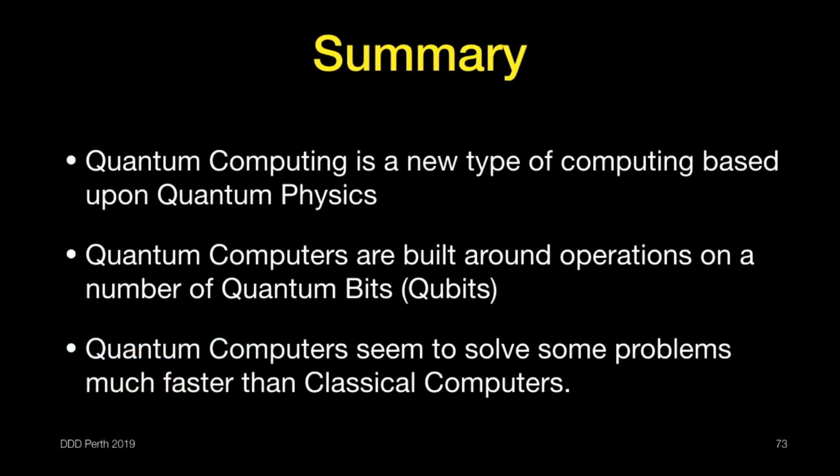The first thing is, hopefully you've seen that quantum computing is a really new type of computing based on quantum physics, not classical physics. Hopefully you've seen that quantum computers are built around operations on a number of quantum bits, a smallish number. We probably need to get to thousands before we can do things really well, but not necessarily millions. And quantum computers seem to be able to solve some problems much faster than classical computers can. But they don't solve all problems. They're not the magical solution to everything.